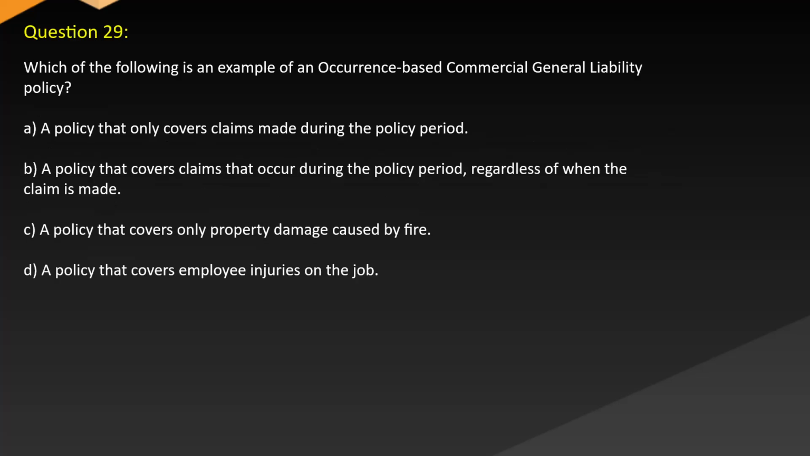Question 29. Which of the following is an example of an occurrence-based commercial general liability policy? A. A policy that only covers claims made during the policy period. B. A policy that covers claims that occur during the policy period, regardless of when the claim is made. C. A policy that covers only property damage caused by fire. D. A policy that covers employee injuries on the job.